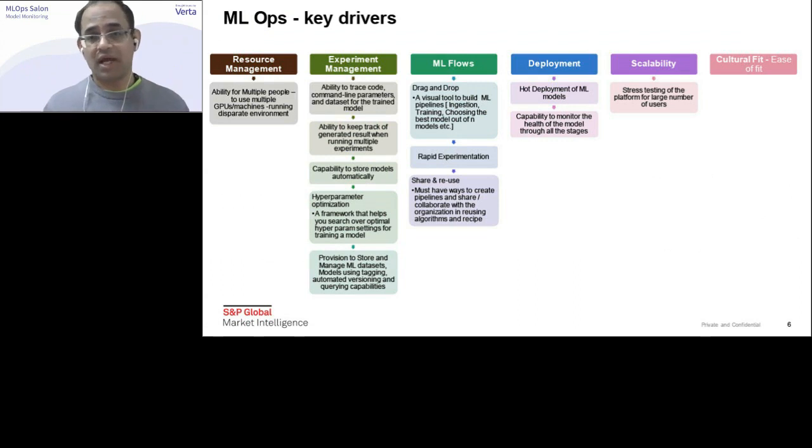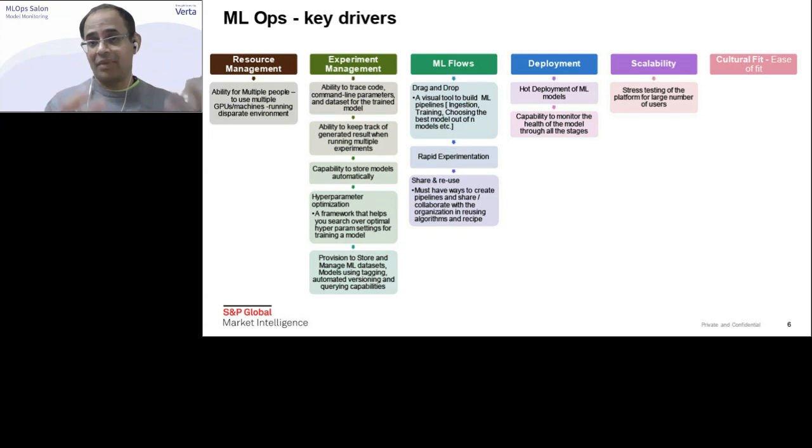So where do I start? At S&P Global, what we did was we came up with a set of key drivers, which we thought are important for addressing any machine learning problem or project. And as you know, the first and foremost thing that a data science team will encounter is managing their resources. Multiple team members within the same team might be working on multiple business initiatives, and you want to make sure that you're effectively managing those resources. GPUs are costly, and you have to make sure you're not stepping on each and every one of their shoes. So that's your resource management key driver.